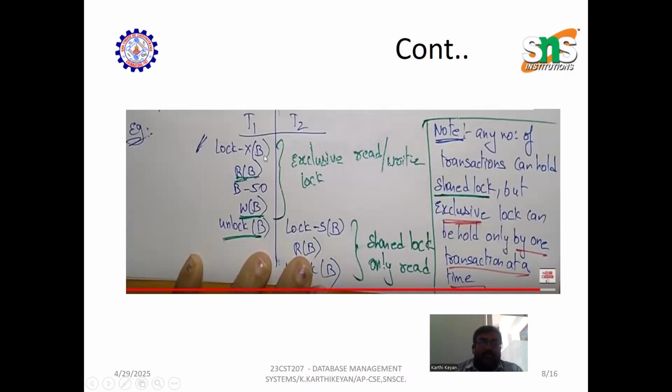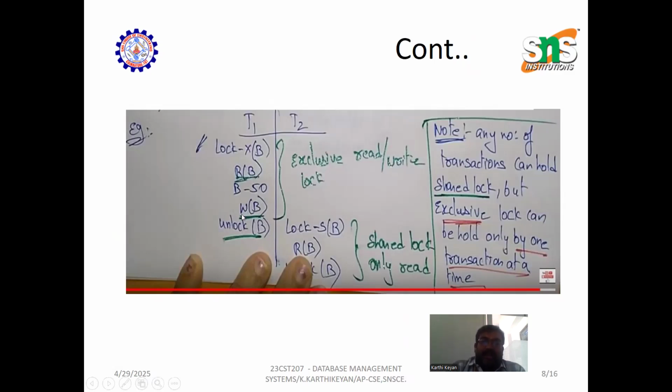Once I assume rupees 100. First, I have a lock X of B, and R of B, assume rupees 100. 100 minus 50, W after completion. 50 rupees means 50 is deducted. If 1,000 rupees is available, then 950 is available.